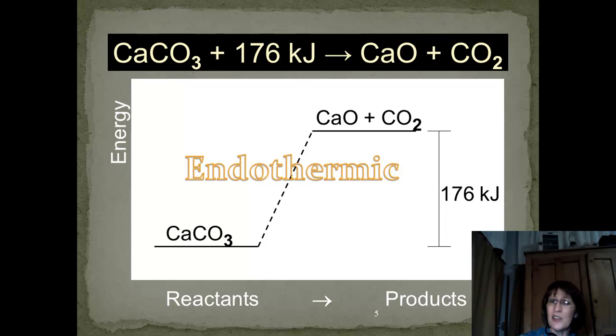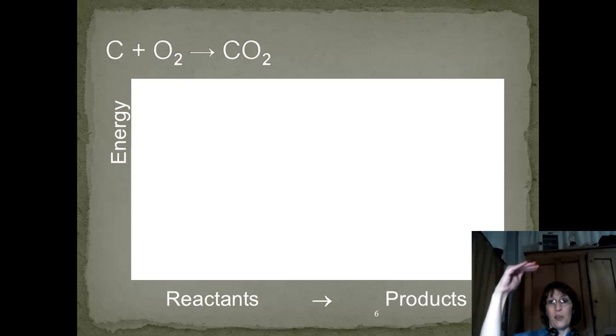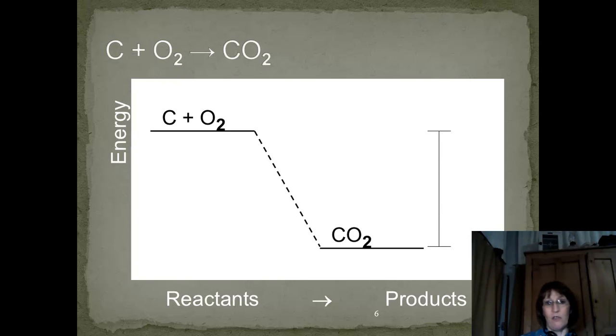Where did that 176 kilojoules of energy go? It's in the bonds between the atoms. So in order to get this reaction to happen, you have to heat it up in order to get it to break apart. So breaking bonds takes energy. If you look, the reactants have less energy than the products that are up here. I don't know why that changed on its own.